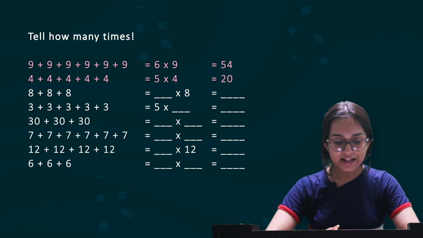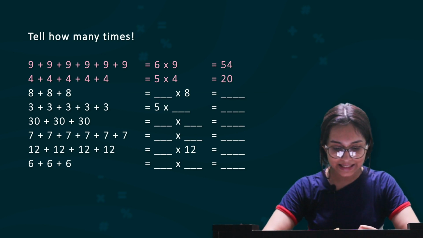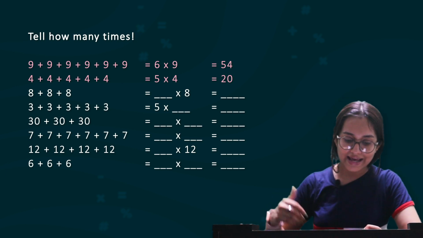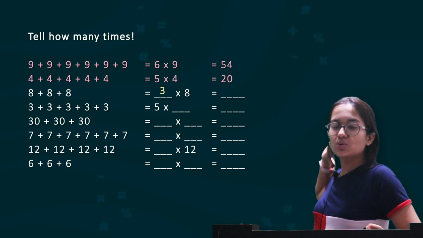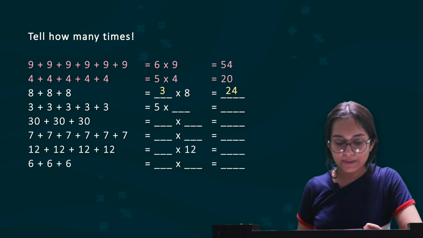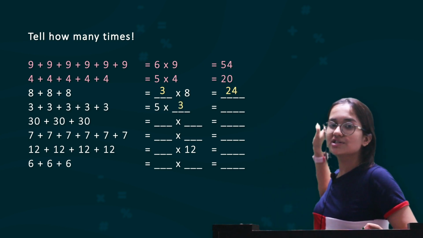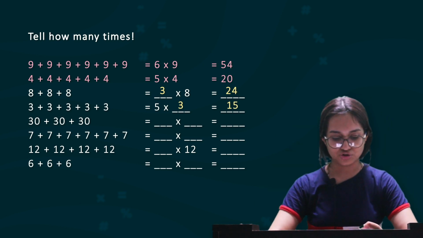Then we have tell how many times. 9 plus 9 plus 9 plus 9 plus 9 plus 9 is equal to 6 into 9, which is equal to 54. The next is 8 plus 8 plus 8, that is 3 into 8, which will give you 24. Then we have 3 plus 3 plus 3 plus 3 plus 3. So it gives you 5 into 3, which is 15. In the similar way you need to perform all the other questions.